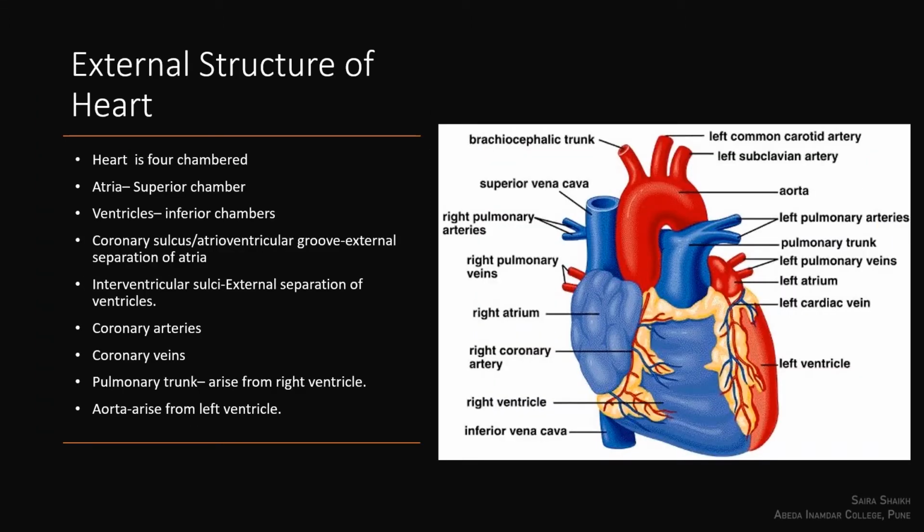Now we'll study the external structure of the heart. The human heart is made up of four chambers. The upper chambers of the heart are called atria, while the lower chambers are called ventricles, or they are termed the superior chamber and the inferior chamber.